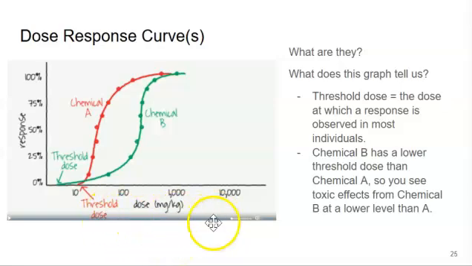So across the bottom axis, we have absorbed dose in milligrams of chemical per kilogram of body weight. Okay, so it's a concentration. The milligrams is how much chemical. The kilograms is like per body weight, okay? The response is some kind of toxic effect that is being measured, okay? And so what can we learn from this?